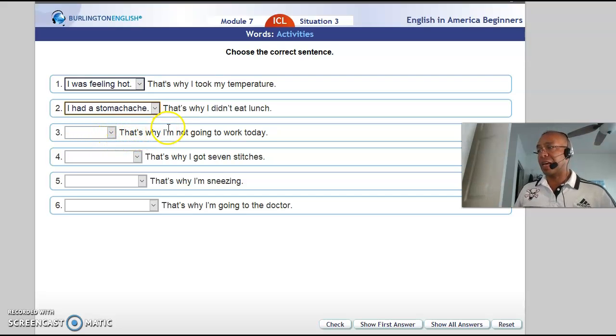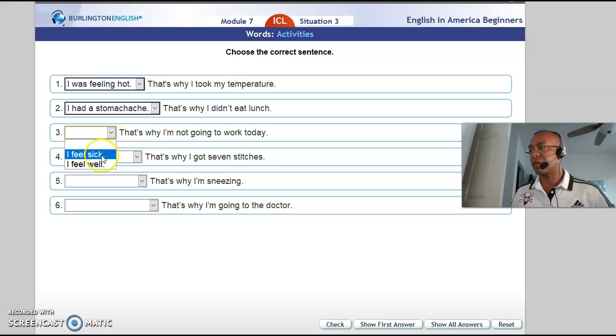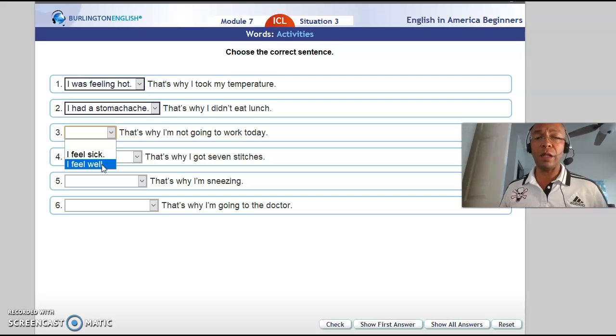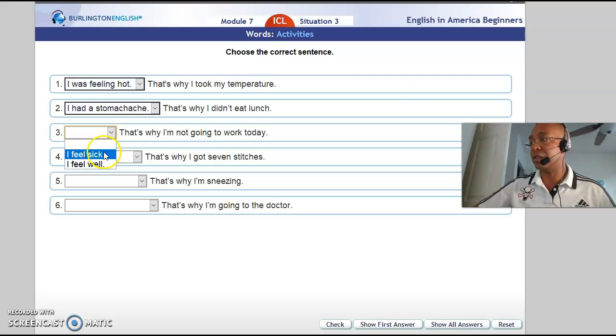Next one. That's why I am not going to work today. I feel sick. Or I feel well. If you feel well, you feel good, right? So you go to work because you're feeling good. But if you don't feel well, if you feel sick, then you probably shouldn't be going to work. So the answer is I feel sick. That's why I am not going to work today.